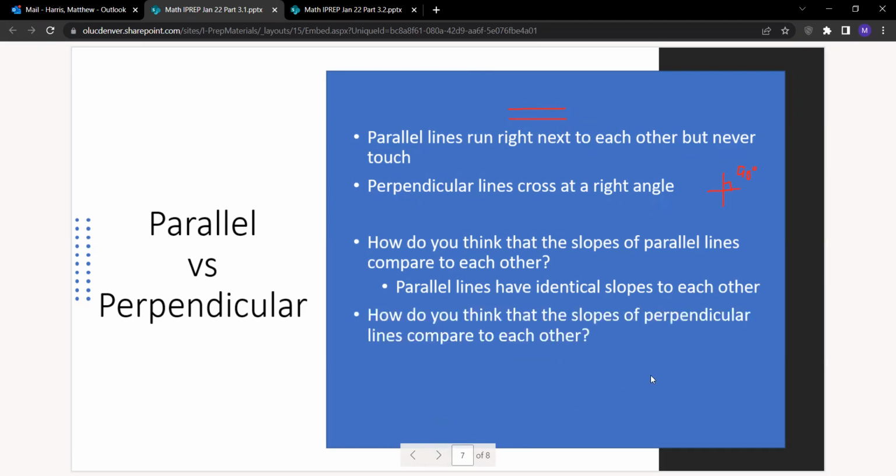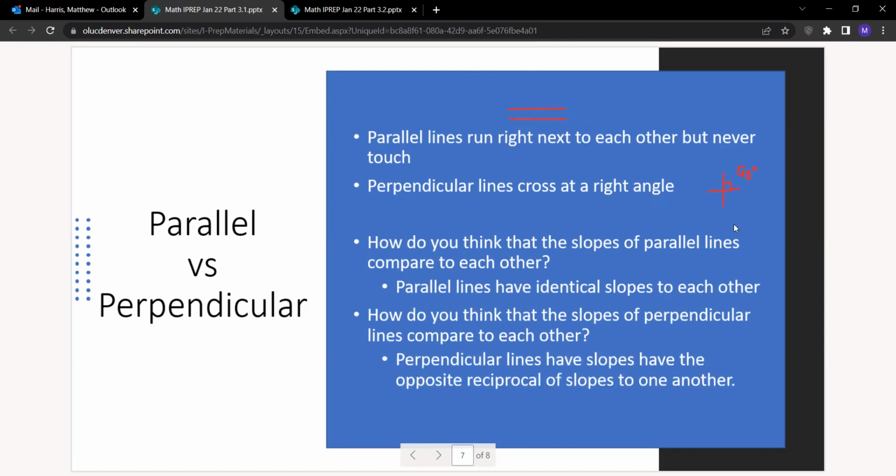How do you think that the slopes of perpendicular lines compare to each other? These slopes are going to be the opposite reciprocal to each other. So in other words, if one of our slopes is, let's say, 2/3, our other slope is going to be -3/2. So you see how we switch the signs and we flip the numbers. Opposite reciprocal.